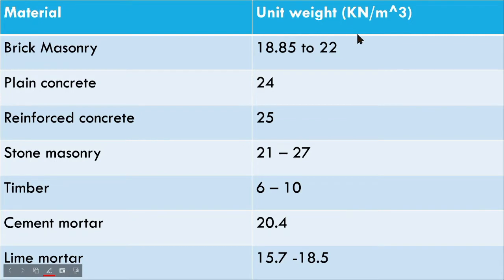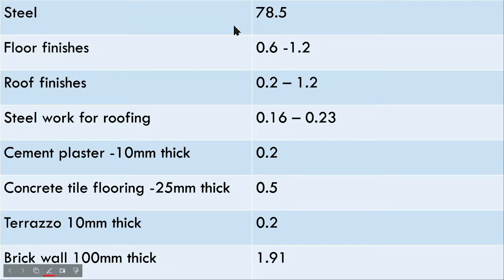Brick masonry. The unit weight is given in kilonewton per meter cube. Brick masonry is 18.85 to 22. For plain concrete it is 24. For RCC it is 25. For steel it is 78.5. Steel work for roofing 0.16 to 0.23. Brick wall 100 mm thick is 1.